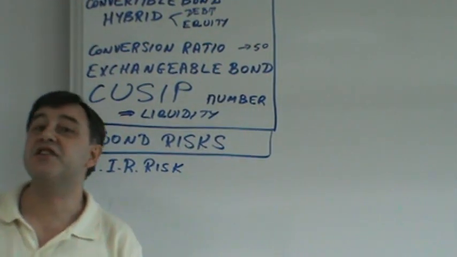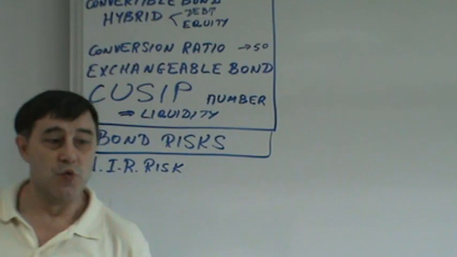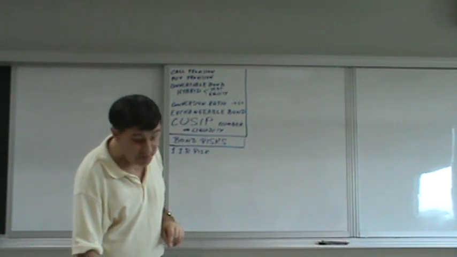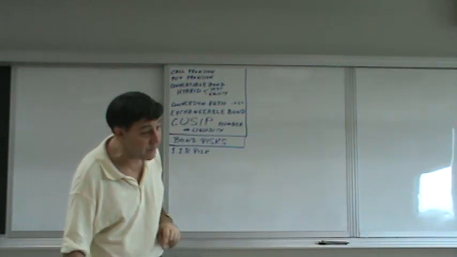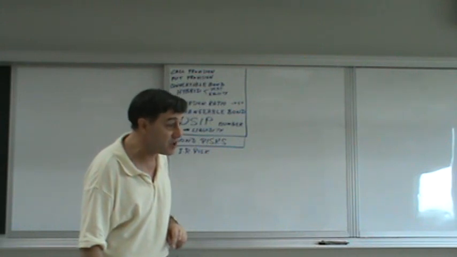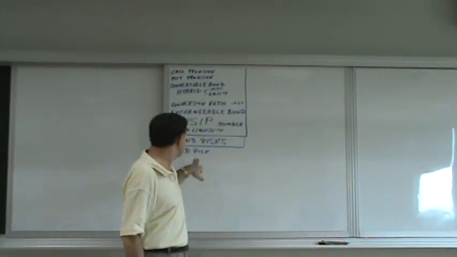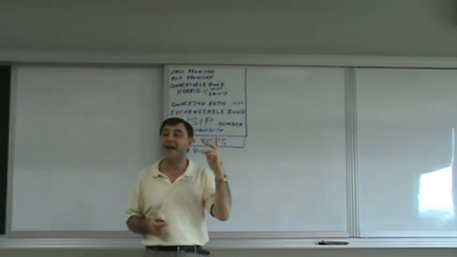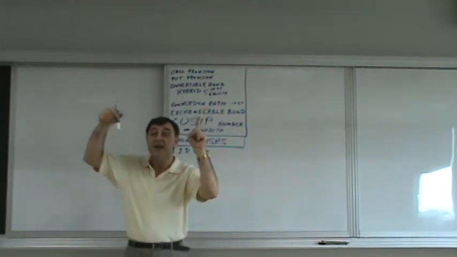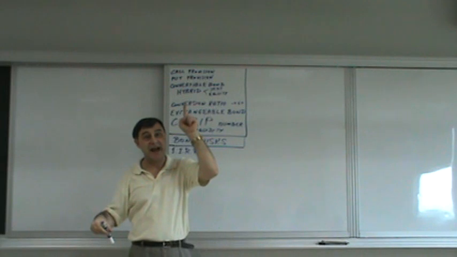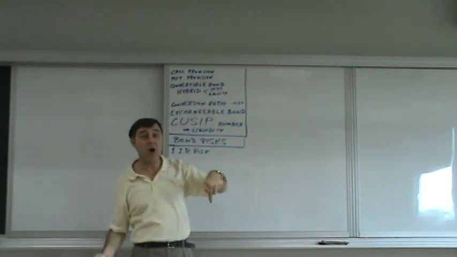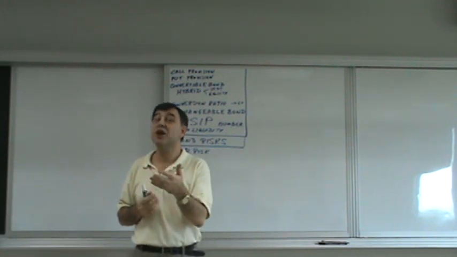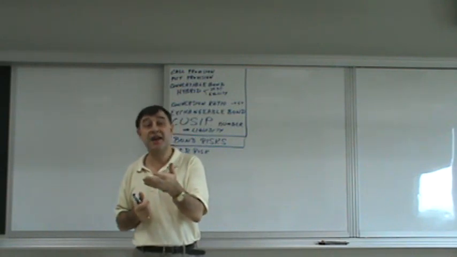And interest rate risk is very simple. We are looking here on page 7, in the middle of the page, at risks associated with investing in bonds. The first risk is called interest rate risk. All right? When interest rates rise, and by this in finance we mean yields rise, the price of a bond goes down. When interest rates fall, the price of a bond goes up. This is the so-called inverse relationship between prices and yields.